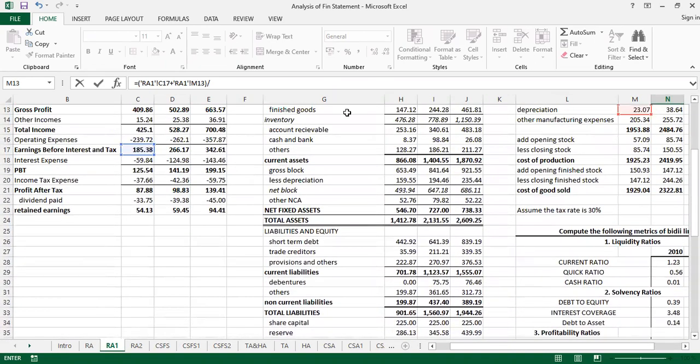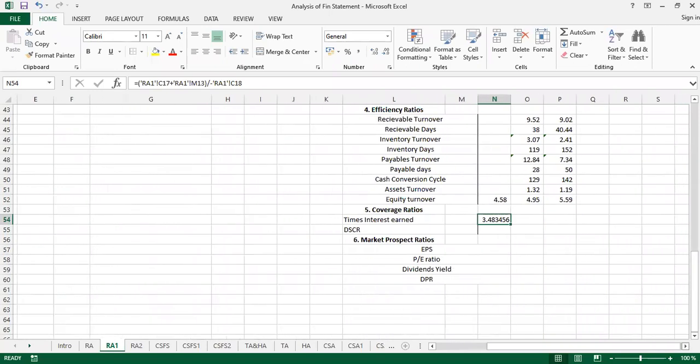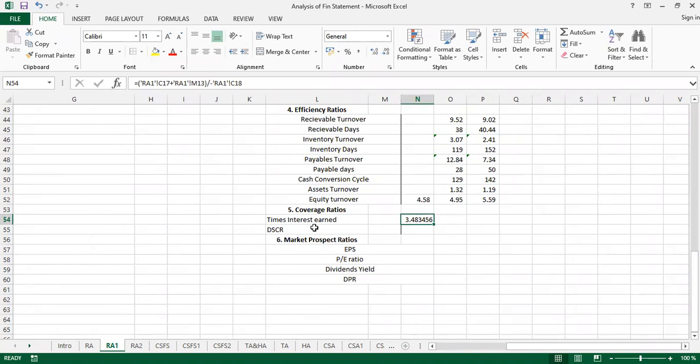So you can see our interest expense is here, but it's in negative. So I start with a negative. I take that one, control enter, control backspace. Jump to the active cell. We'll go to our DSCR.